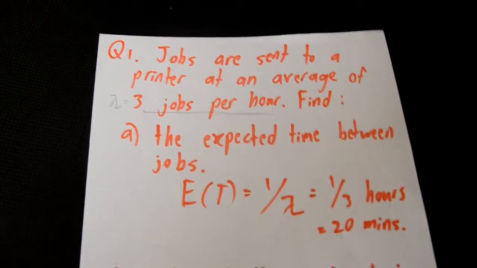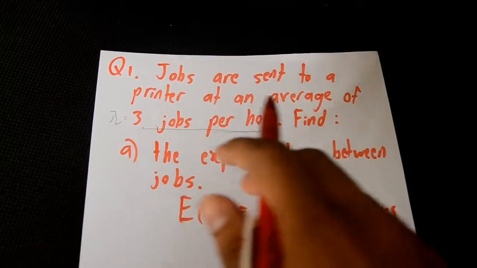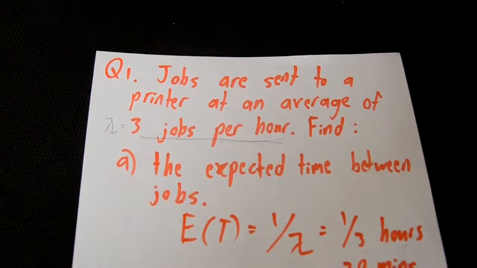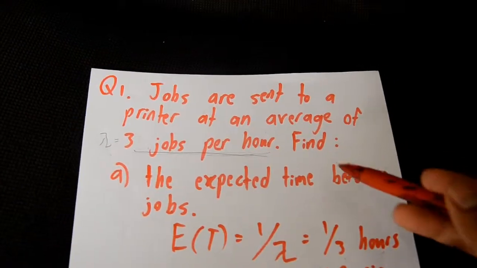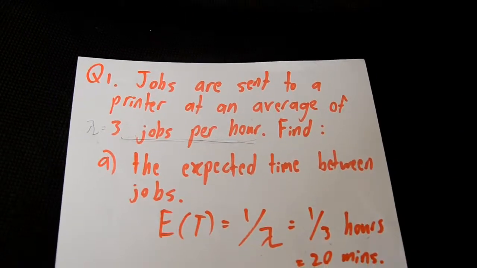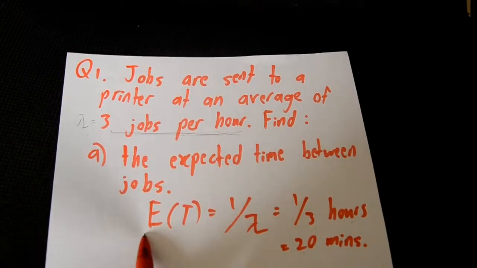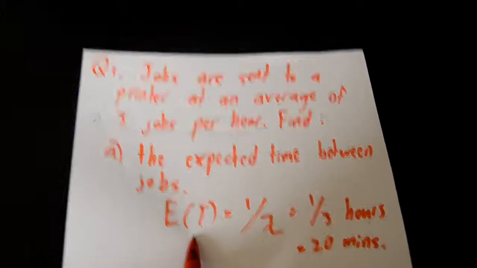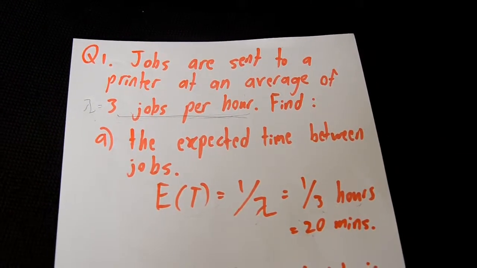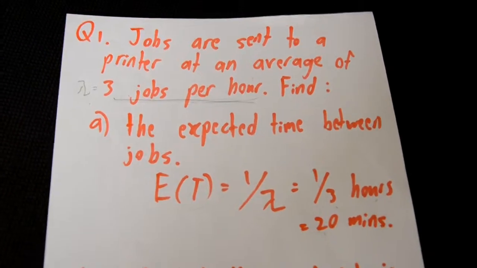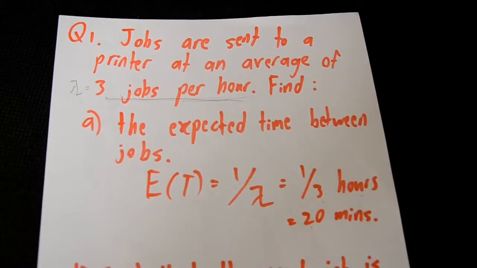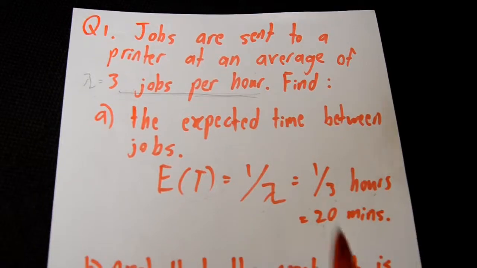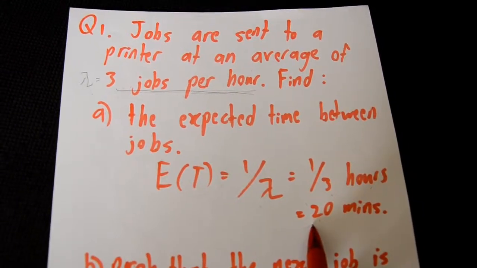exponential distribution in questions. For the first example, the question states that jobs are sent to a printer at an average of 3 jobs per hour. From here we can get the value of lambda. The first question, find the expected time between jobs. So you just insert the formula mean 1 over lambda, and lambda from the question, so we get 1 over 3 hours. We convert this into minutes, it becomes 20 minutes.